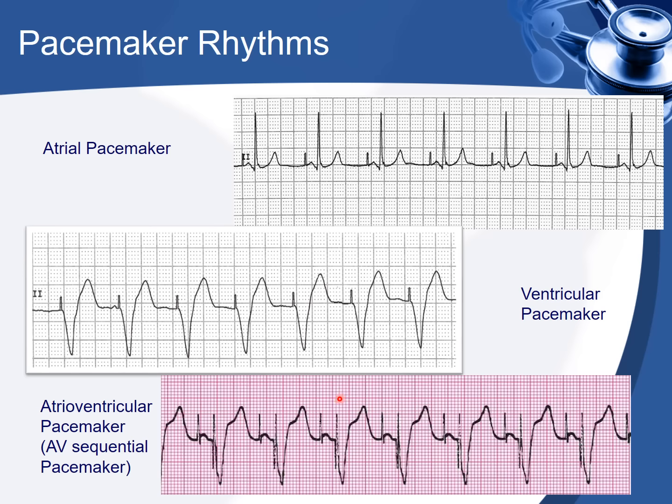The last strip that you look at is an atrioventricular pacemaker rhythm, which means that both the chambers are being paced simultaneously. This is always going to be a permanent pacemaker. You also will hear the term AV sequential pacemaker, which means that the pacer is pacing both chambers. And here you see two pacemaker spikes because we are pacing both the atria and the ventricles.